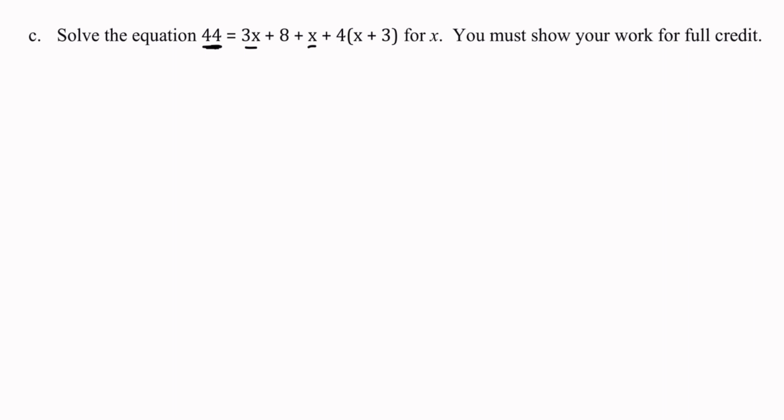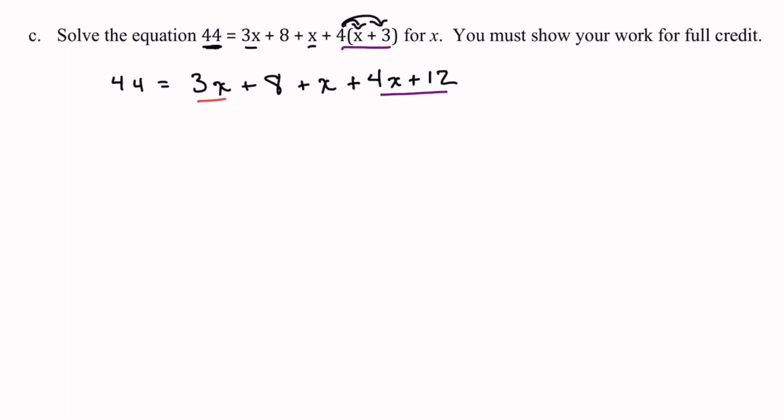And in order to solve for x, we have to get x by itself. Before I do anything, though, I have to simplify this equation. And I see I have several terms with x, and I also have a parentheses here that's going to require me to distribute. So I'm going to take care of that first. So when I distribute this 4, this is what I end up with. And now all I have is addition, so I can combine like terms.